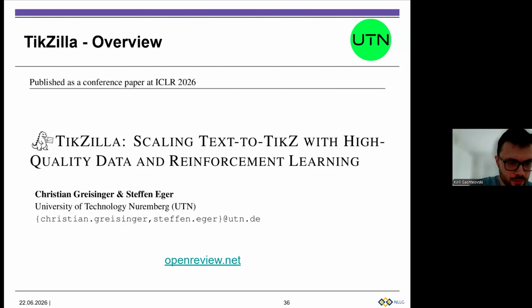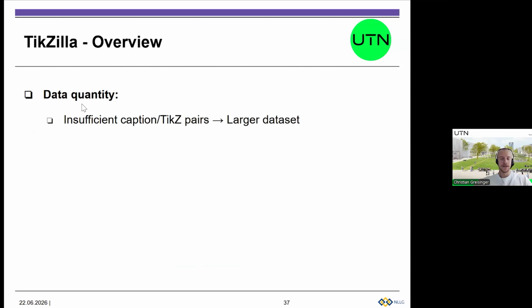Okay, perfect. Today I will talk briefly about two projects that I am working on. The first one is TikZ, which is actually finished. It has been published as a conference paper at this year's EACL. It's about text-to-TikZ generation, where we basically use a larger and higher quality data set and also scale it up further with reinforcement learning. So we identified three different problems from the previous work.